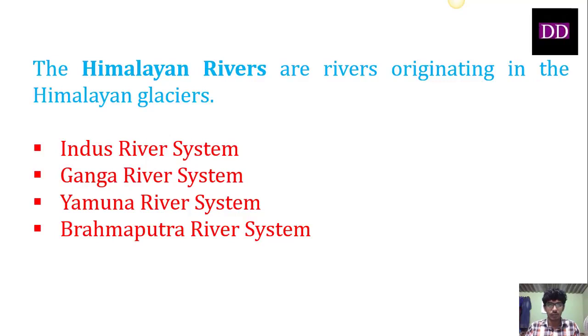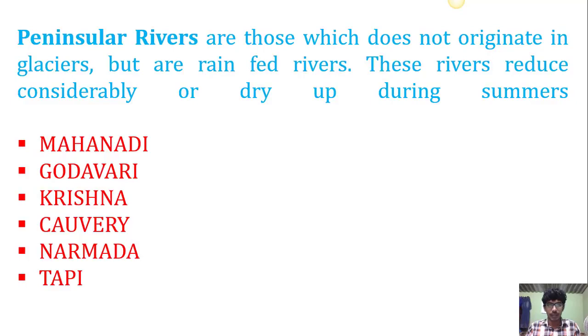Himalayan Rivers consist of various river systems. The first one is Indus, second one is Ganga, Yamuna and Brahmaputra. Himalayan rivers originate in the Himalayan glaciers. And next is the Peninsula River.